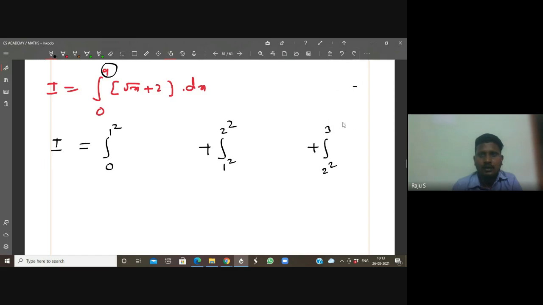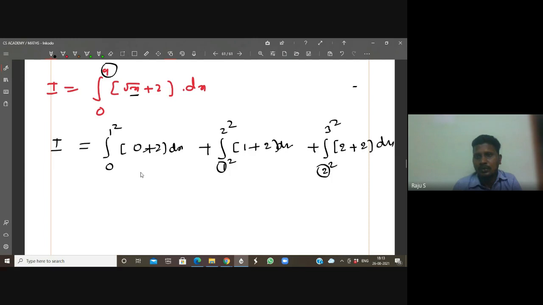Is it clear? Now see, I'm going to write directly here. What is the root x value? Just write the lower limit value: 0 plus 2, dx. For 1 square, not 1 square, 1. Don't consider the square, 1 plus 2, dx. Because when you substitute 1 square here, the square root of 1 is 1 only. If you substitute 2 square, it is 2 only. That is nothing but the lower limit: 2, 1. So 2 plus 2, into dx. Got it? So here 2 is a constant.